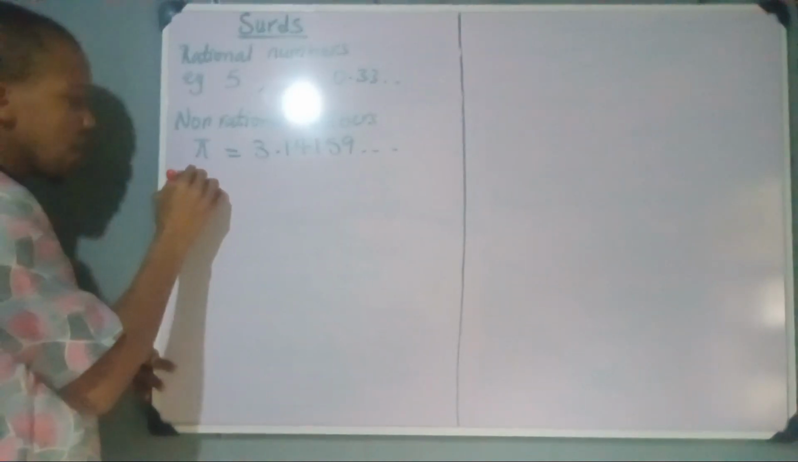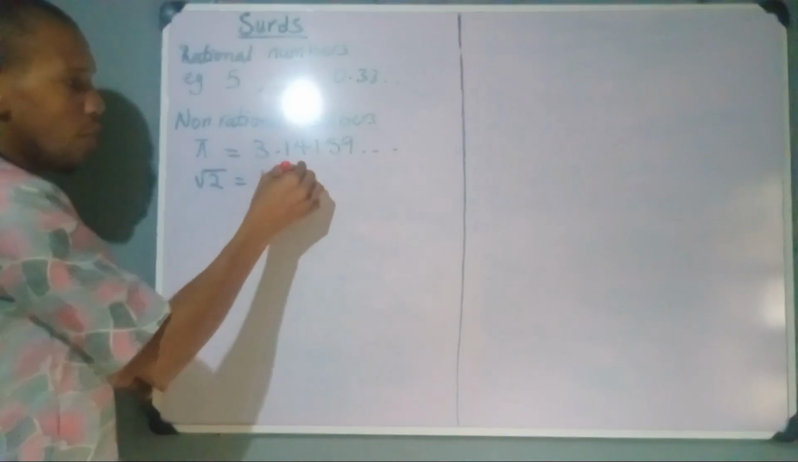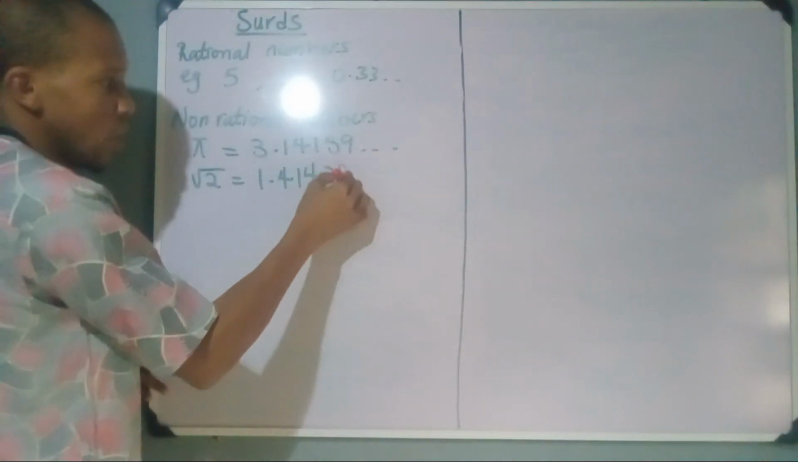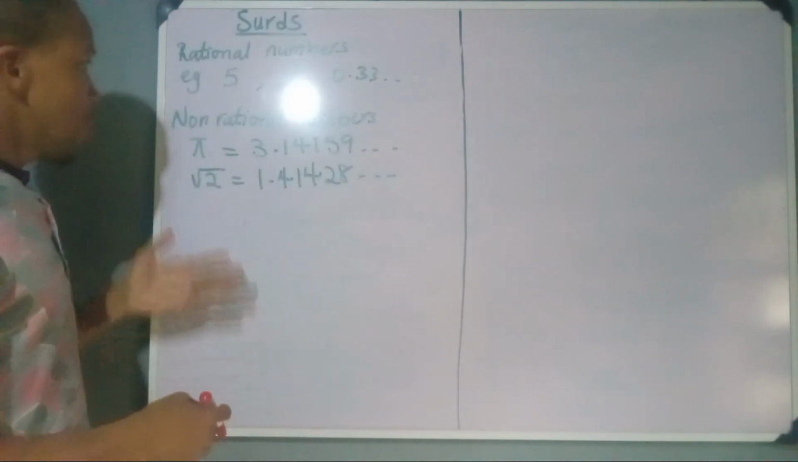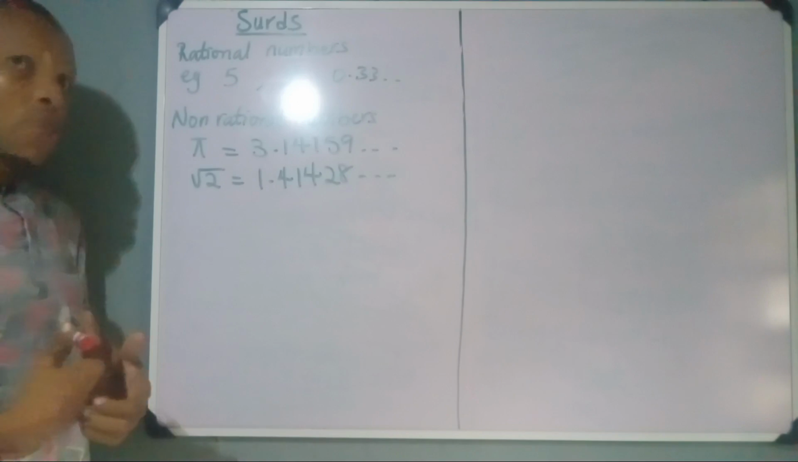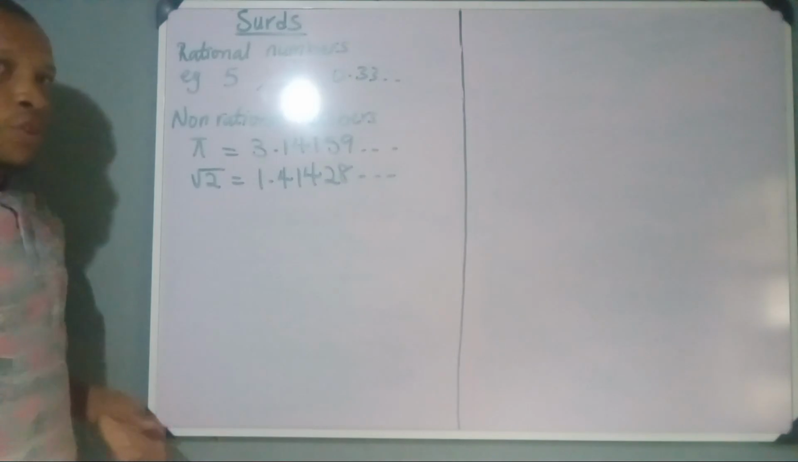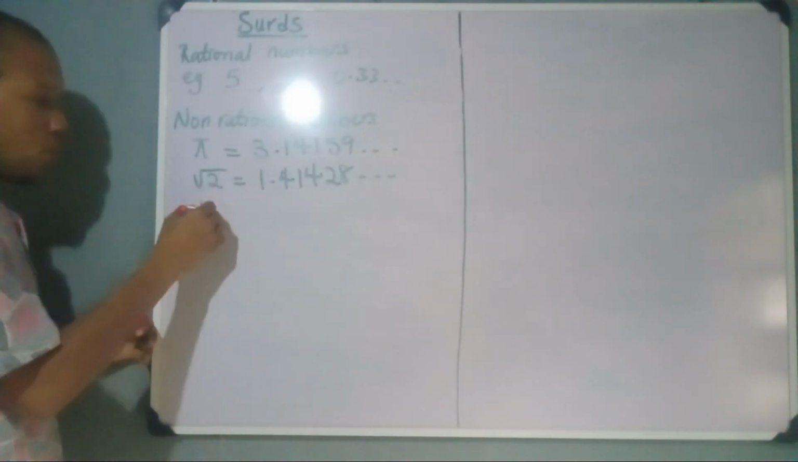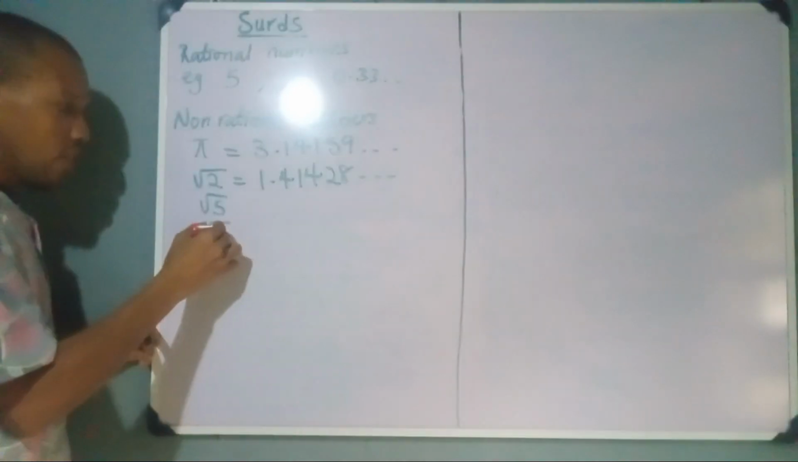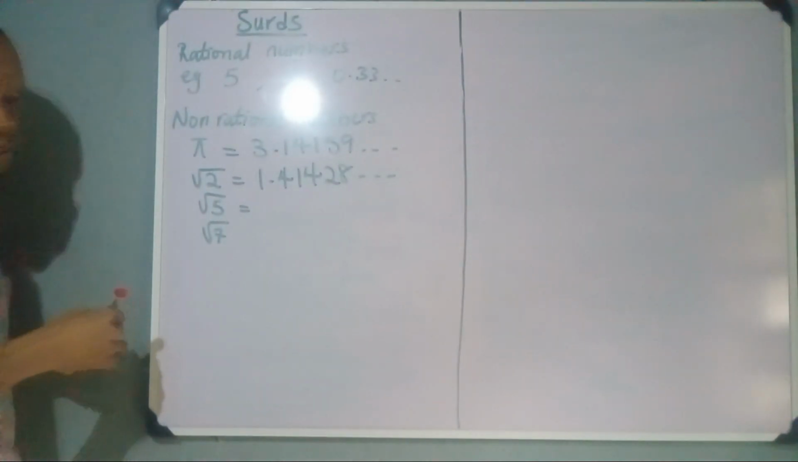Now, if I have something like root 2, that's the square root of 2, I might get something like 1.41428 and so on. It does not repeat itself, it does not terminate. So these kinds of numbers are also referred to as what? Non-rational numbers. So where does surd come in? When we have non-rational numbers which are expressed as roots of numbers, like root 5, root 7, all these are non-rational numbers.